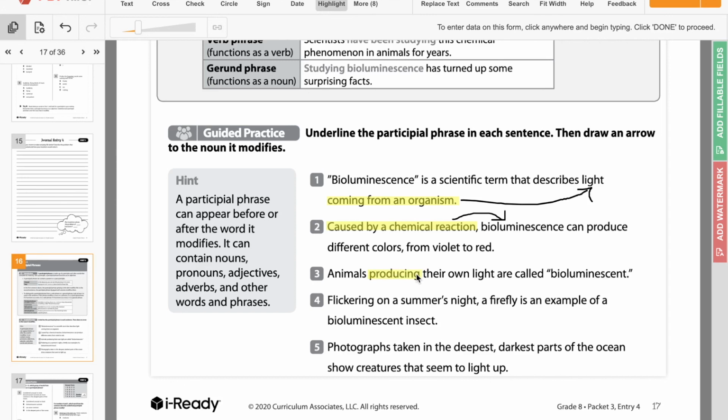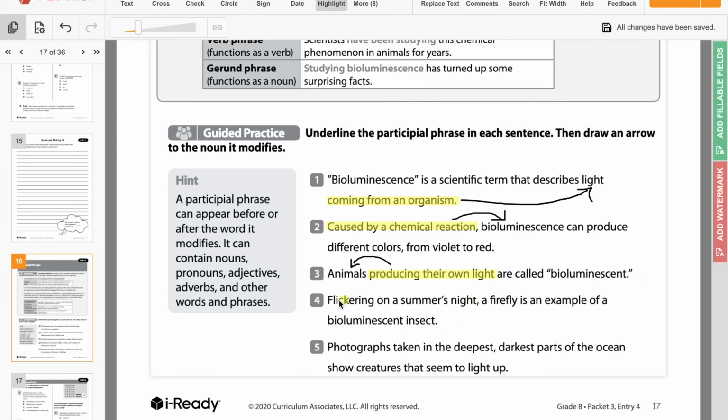But where does that participle phrase end? Producing their own light. Finish off the thought. Producing their own light. Now, what is producing their own light? Animals. So this is modifying the word animals. The next sentence says, flickering on a summer's night, a firefly is an example of a bioluminescent insect.